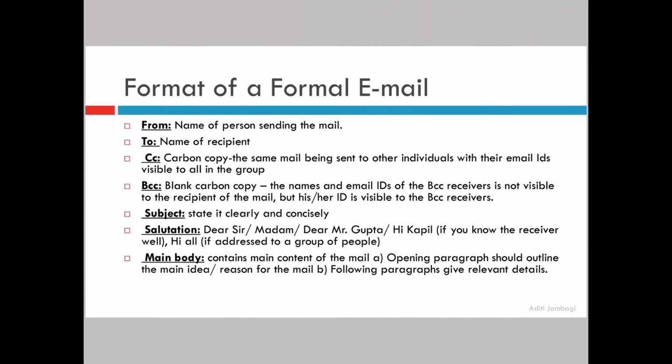The name and email IDs of the BCC receivers are not visible to the recipient of the mail, but her ID is visible to the BCC receiver. So blind carbon copy is basically a carbon copy which is being sent to a person whom you want to link to the communication, who's not directly involved with the communication, but you want to let that person know that such and such information has been communicated to the person in front.